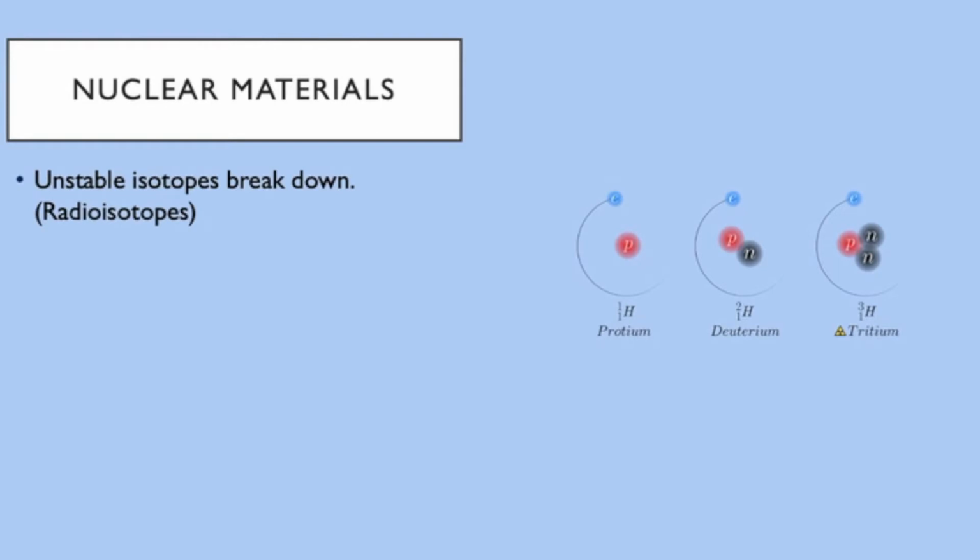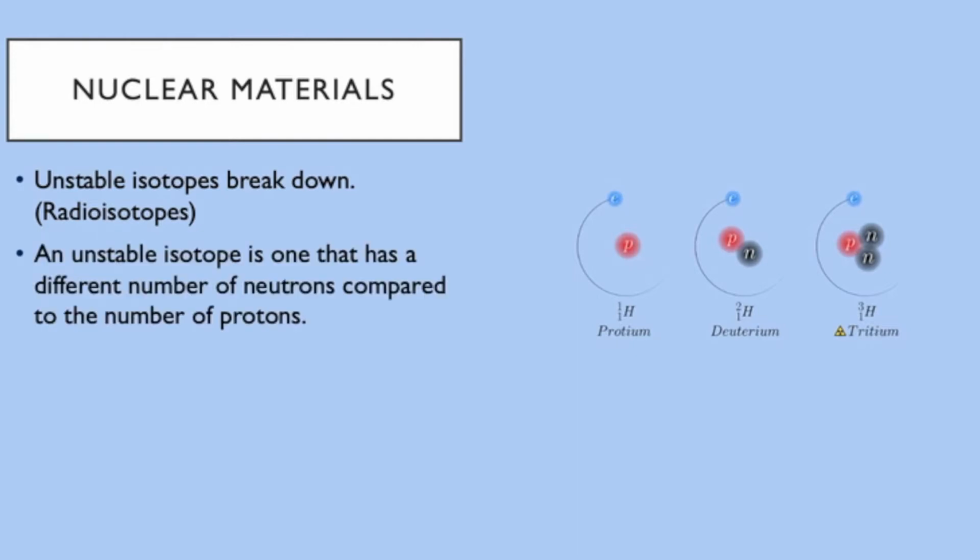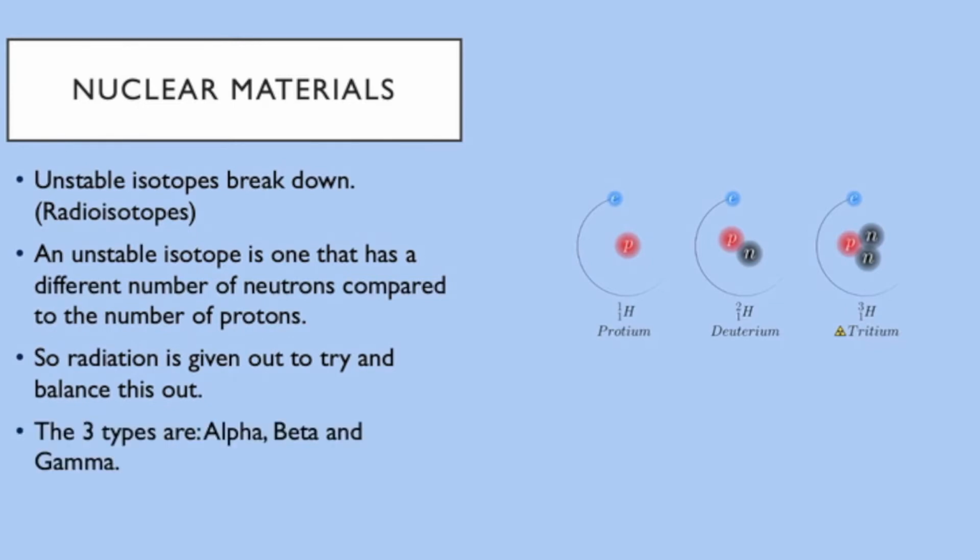So unstable isotopes break down, and we call these types of isotopes radioisotopes, like radioactive isotopes. An unstable isotope is one that has different numbers of neutrons compared to the number of protons. So radiation is given out to try and balance this out. There are three types of radiation that try and do this: alpha, beta, and gamma. As alpha, beta, and gamma are given off, it makes the unstable isotopes more stable.